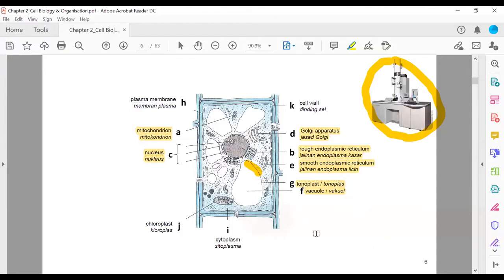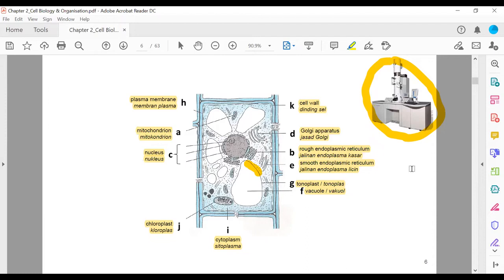Okay. H, plasma membrane, plasma. I, cytoplasm, cytoplasma. Dan J, chloroplast. Chloroplast is only found in plant cells. Animal cells don't have them. So sel haiwan memang tak ada chloroplast. You know this very well. Only plant cells have them. Dan last sekali ialah cell wall atau dinding sel. And also for your information, cell wall dengan dinding sel hanya dijumpai dalam sel tumbuhan sahaja. You know this since form 1, 2, and 3.